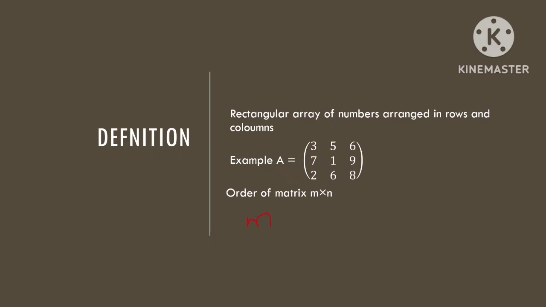Okay. Now, here M for rows, N for columns. Clear? Now, what is the order of a matrix? It means it is a product of the number of rows into the number of columns. Clear? M into N.